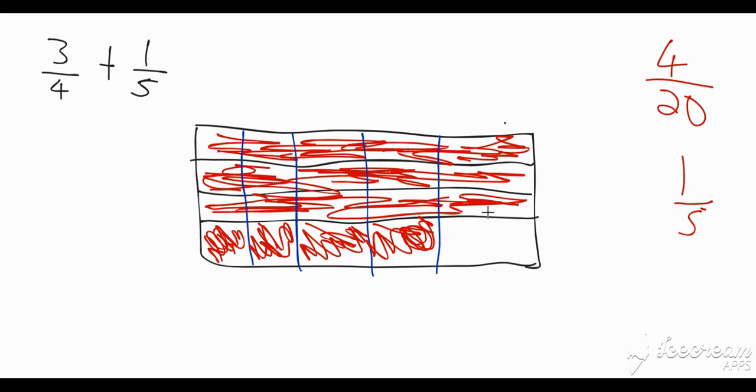Now, let us look at how many sections we have shaded out of these 20 parts. We only have one section that is not shaded, and bear in mind that this is divided into 20 equal small boxes, which means that we have 19 parts shaded out of a total of 20 parts. So when we add 3/4 and 1/5, we get 19 out of 20. And you can actually create an example for yourself and try to see if it works.